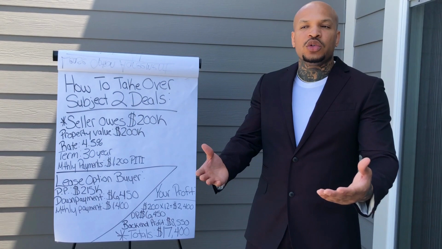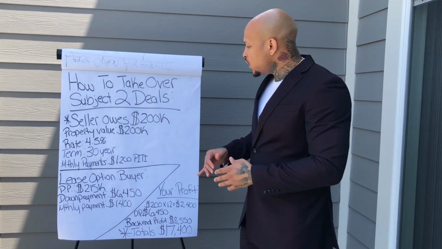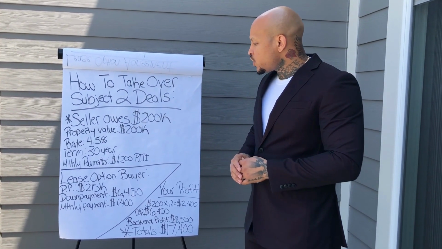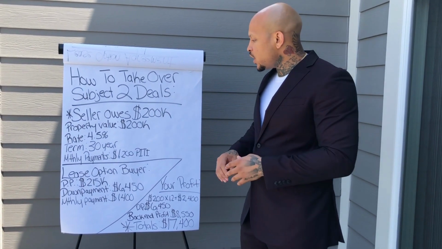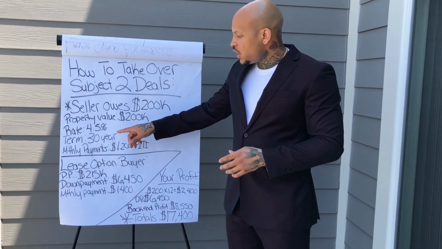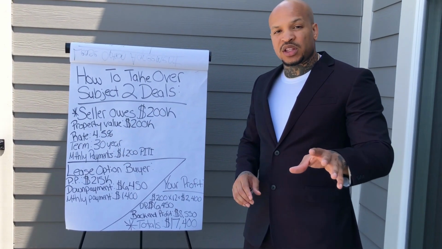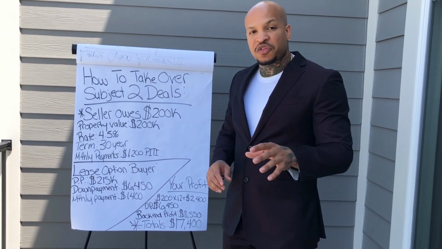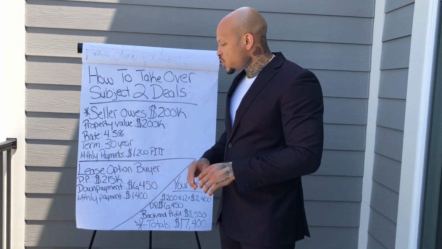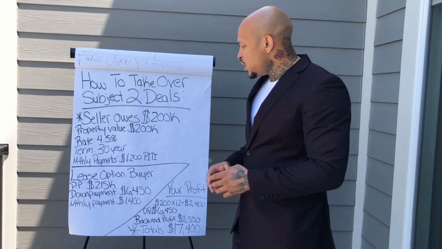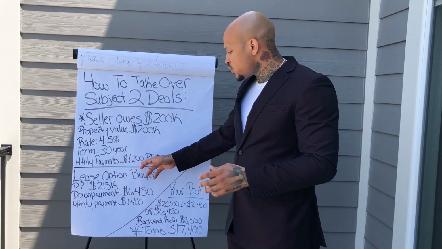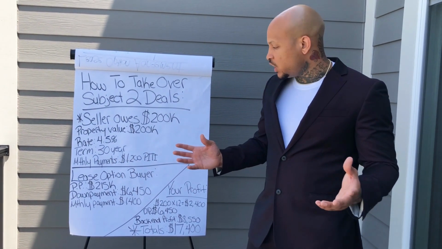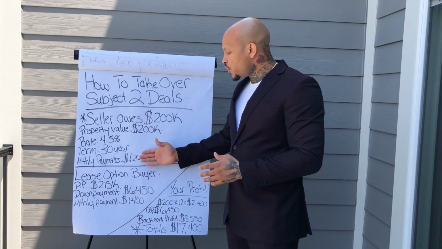So what do you do to make money off that? Let's say the property is worth $200,000, he owes $200,000 on it, and the interest rate the bank has on the property is 4.5% fixed, with a 30-year amortization, and his PITI monthly payment, principal and interest, is around $1,200 a month on this deal. So that's the terms with the property.